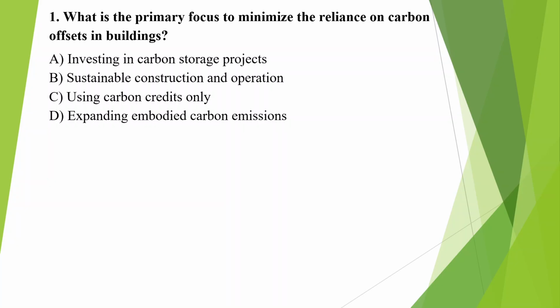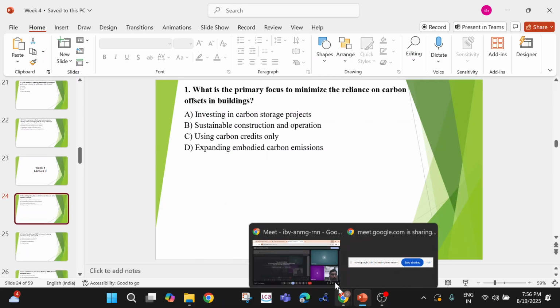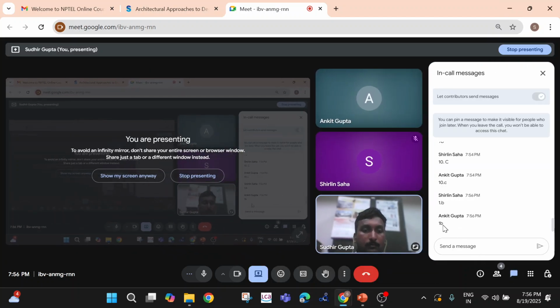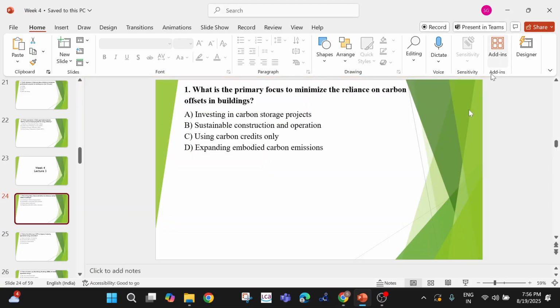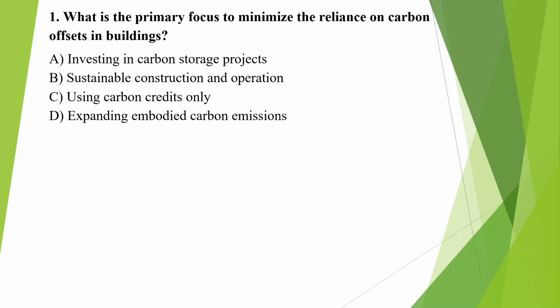Everyone, give your answers in the chat box. Focus of carbon offset. B has been marked by two people, and they are saying that sustainable construction and operation is the primary focus to minimize the reliance on carbon offset in buildings. And others, they are not sure. Let me explain.